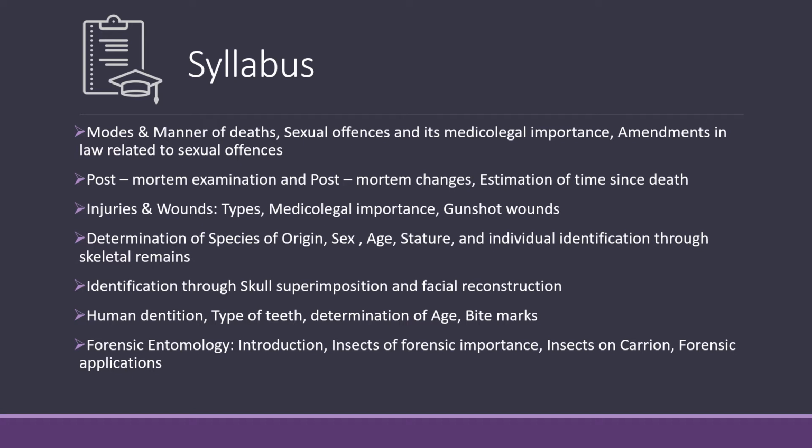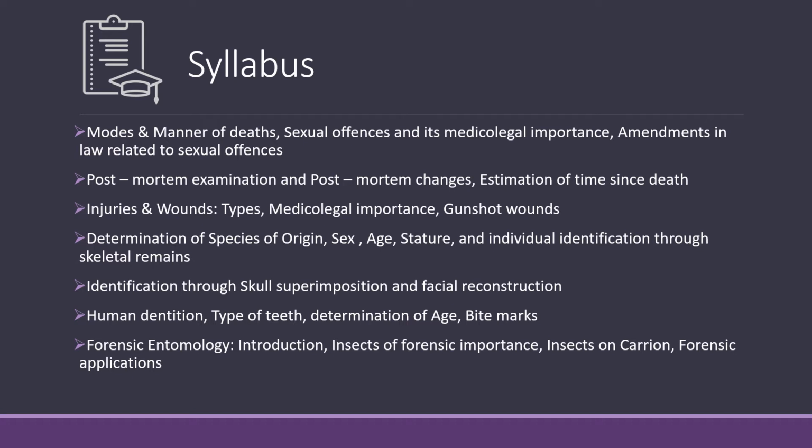Coming to human dentition, types of teeth, determination of age from the teeth and bite marks will come under forensic odontology, which is a subdivision of forensic anthropology, where we are going to learn about the teeth and their resistance, DNA fingerprinting from the teeth, and identifying an individual from the teeth.